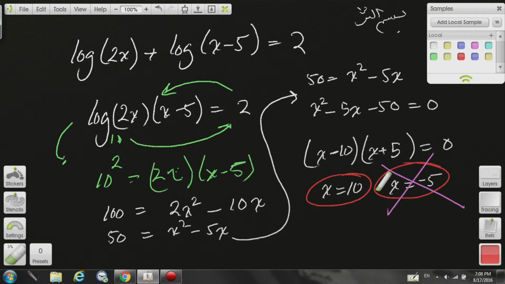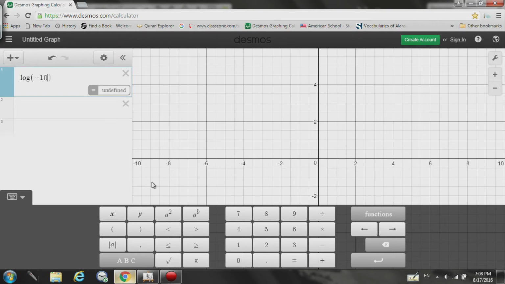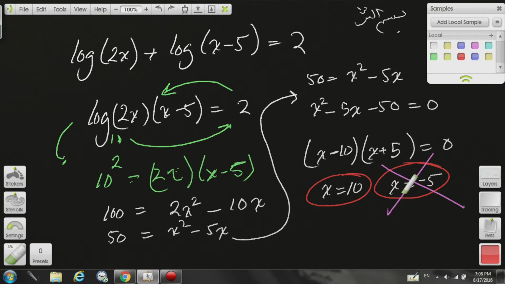If I plug in negative 5 over here, I get log of negative 10, and that's not possible. So you always have to check your answers here, because you can't take a log of a negative number, and you can't take a log of 0 either. It's not defined there. So this is a redundant answer. It does not work. So the only answer here is x equals 10, and that does work.